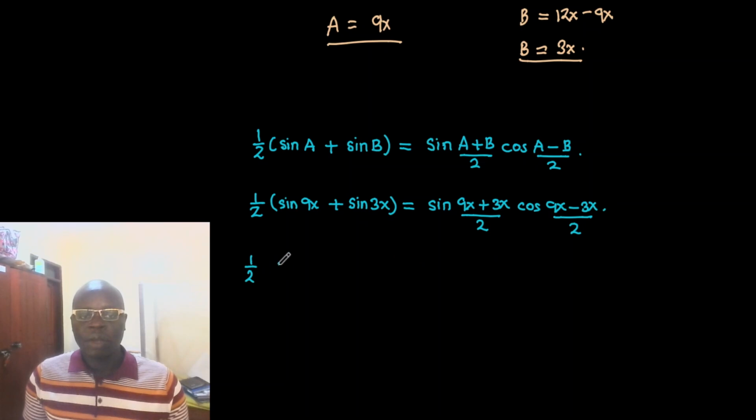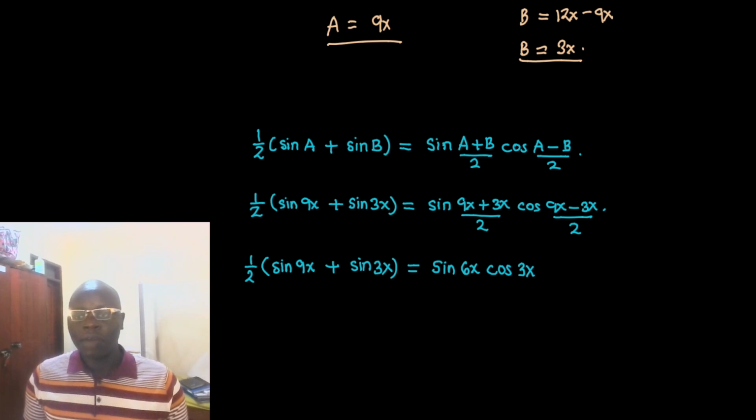Let's just simply copy the left hand side here. Then we have here sine 9x plus sine of 3x equals to, so 9x plus 3x, we get 12x divided by 2, that is 6x. So we have here sine of 6x, and we bring in our cosine. So 9x minus 3x, we get 6x. So 6x divided by 2, we get 3x.